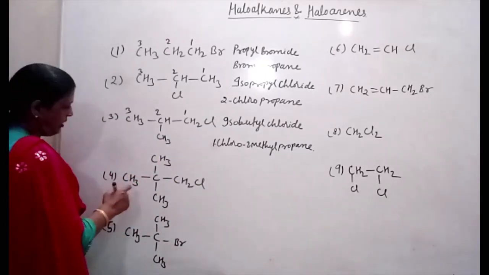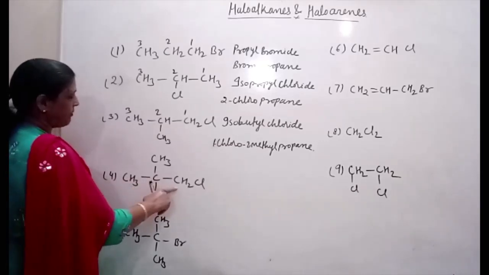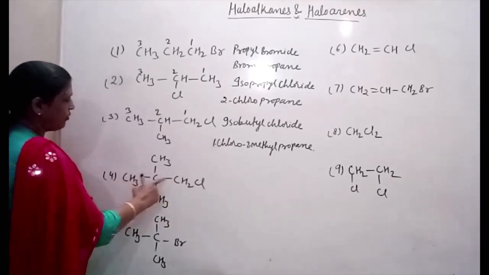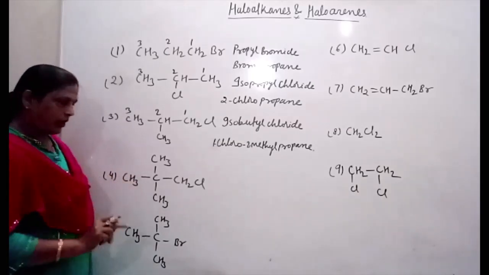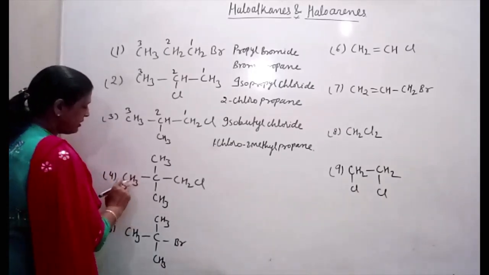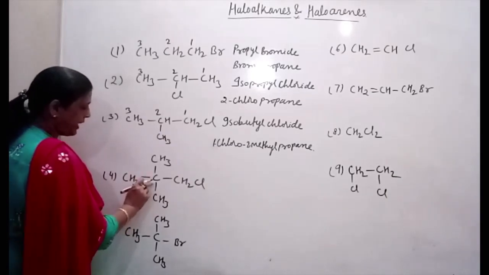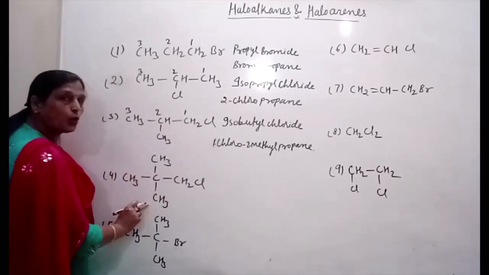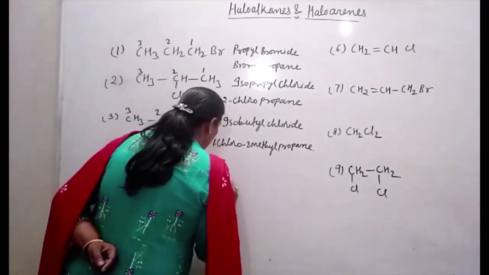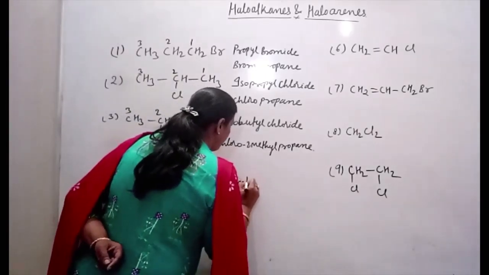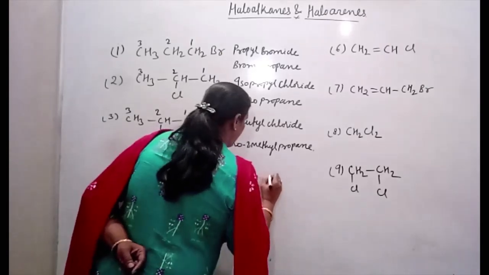Here, look, the common name of this compound: 1, 2, 3, 4, 5. It means it is pentyl. But what type of pentyl is it? It is neopentyl, because at the second carbon atom there is a methyl substituent present. So this is neopentyl chloride.